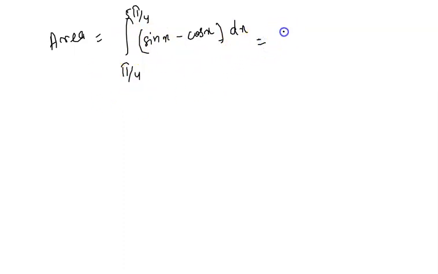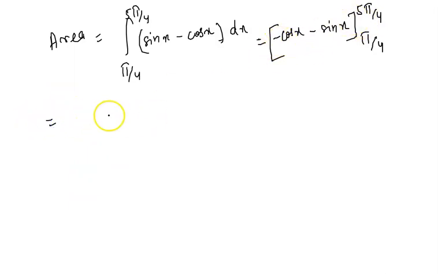equals minus cos x, and the integration of cos x is sin x, and we write minus sin x here because the negative term is present, guys, and the limit will be from pi by 4 to 5 pi by 4. Now I am going to put the limits.